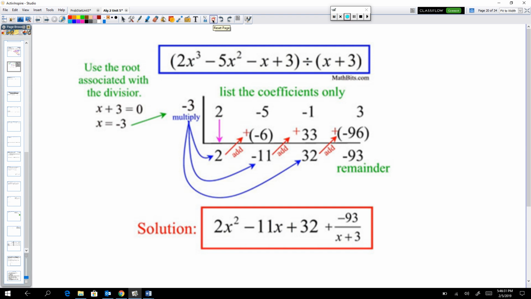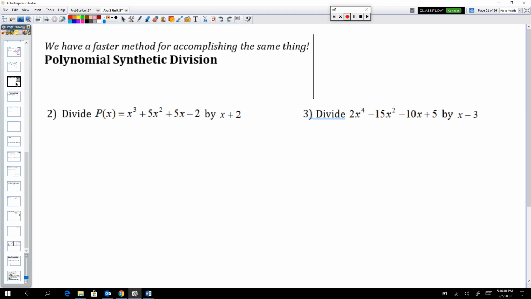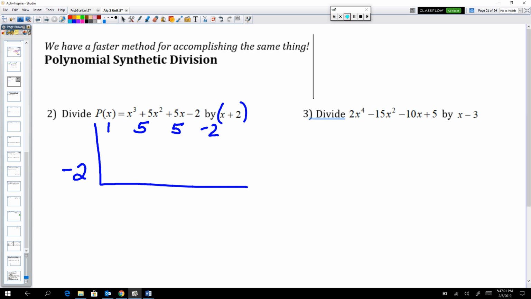I think the best way to learn this is to practice it. So let's take a look at some fresh examples that haven't been done already for us, and let's walk through these together. So in the first example, we're dividing this cubic by this linear. If you're dividing by this factor, we put the root associated with that factor on the outside. And then, of course, we grab the coefficients, just like we did with substitution. The coefficient on the front term is 1. Then we have a 5, and a -2.